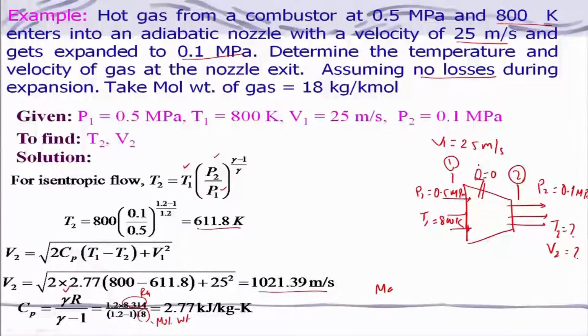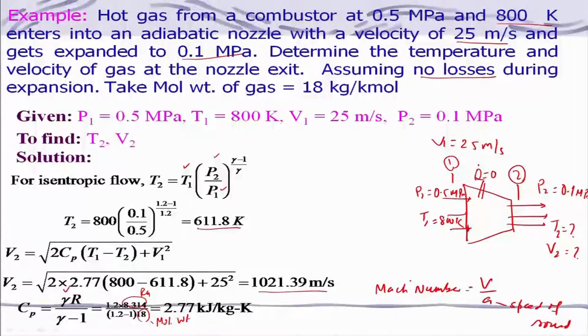Now, how will we know whether it is a compressible fluid or not? For that you need to find out the speed of sound, and then you will have to find the Mach number. Mach number is equal to V by a, where a is the speed of sound. If the Mach number is very, very low, around 0.2, then we call it an incompressible fluid.